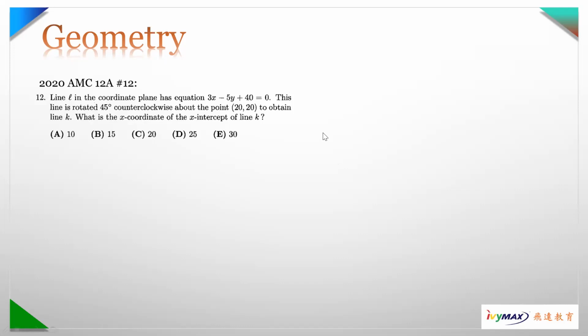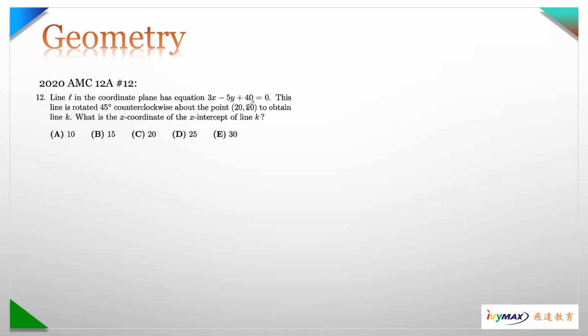All right, this one is coordinate geometry. Okay, we have a line whose expression is a linear equation. If this line has been rotated 45 degrees counterclockwise about a point, obviously this point has, yeah, we can check. If you plug it back in, 20, 20, this is a point on the line, okay? So if we rotate about the point on this line by 45 degrees counterclockwise, it gives another line. They want to find the x-intercept of this new line.